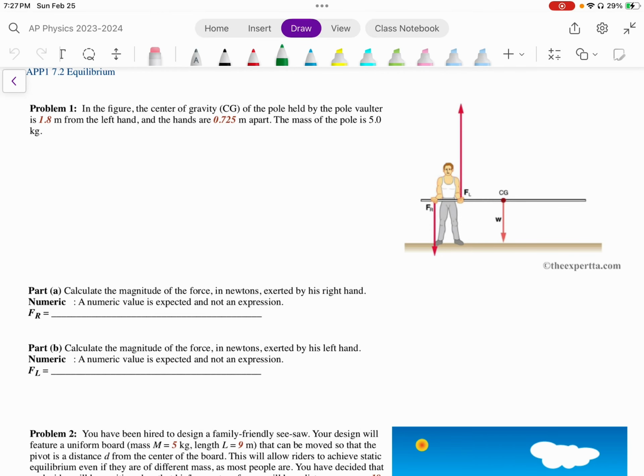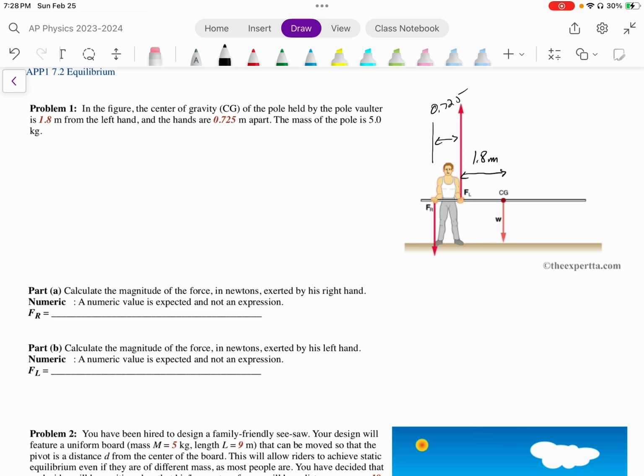All right, this is a little help video for ETA 7.2. In the figure, the center of gravity of the pole held by the pole vaulter, this again is my numbers, is 1.8 meters from the left hand. His left hand, see how it says FL, and the center of gravity they just told me the location is 1.8 meters from his left hand. Okay, and the hands are 0.725 meters apart. So now I know this distance, and that is 0.725.